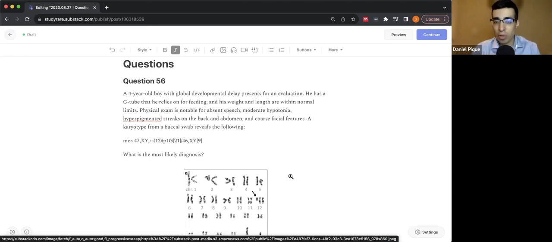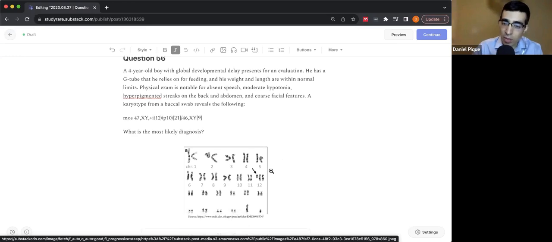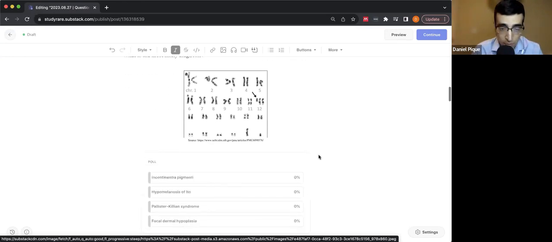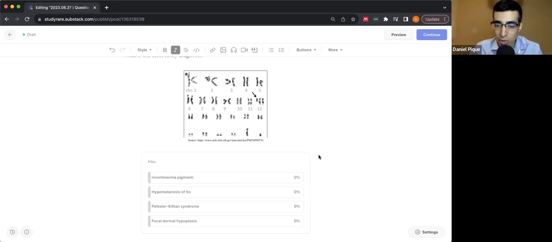A karyotype from a buccal swab shows the following karyotype, which you can see there. You can also see a picture of that karyotype down below. So what is the most likely diagnosis? Is it incontinentia pigmenti, hypomelanosis of Ito, Pallister-Killian syndrome, or focal dermal hypoplasia? I encourage you to take a second, pause the video, and think about what the right answer might be.